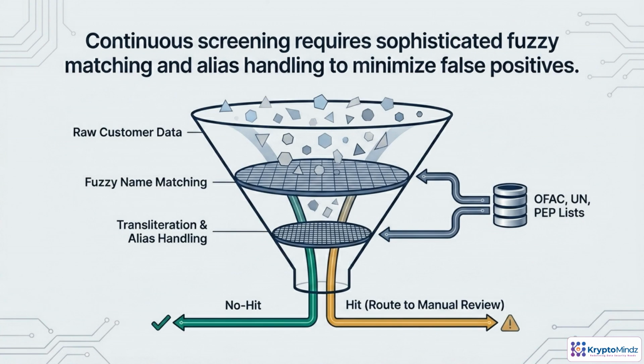In production AML, screening names against sanctions and PEP lists is never a simple exact match problem. Customers use nicknames, multiple scripts, and inconsistent transliterations. Your engine needs layered fuzzy matching: normalize data, handle spelling variation, map common aliases, then compare against OFAC, UN, and local lists. The goal is to aggressively catch true matches while suppressing noisy near matches, so only the most suspicious hits go to manual review.